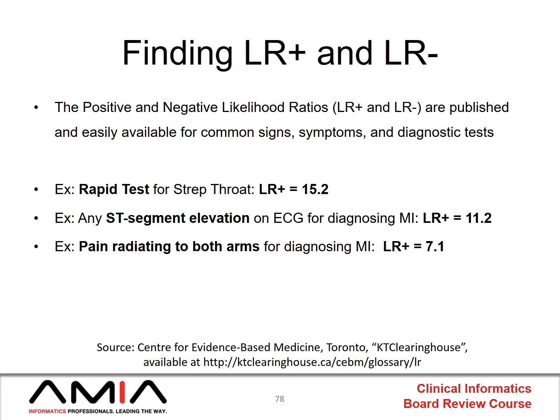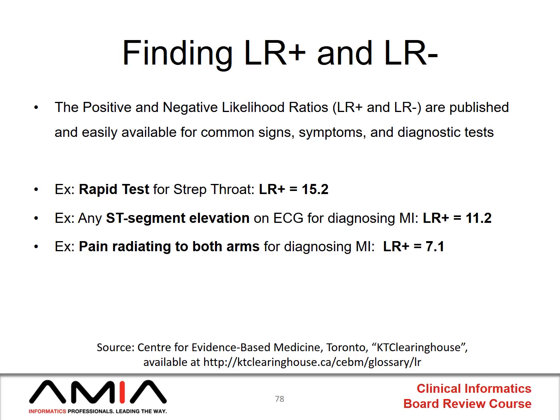And all of these Jedi examples aside, there are some applications in actual clinical practice, and specifically because a lot of these likelihood ratios, positive and negative, are just published, and they're easy to find. So, for example, we know that the rapid strep test has a positive likelihood ratio of 15.2, which means that if it's positive, the likelihood ratio is 15.2.